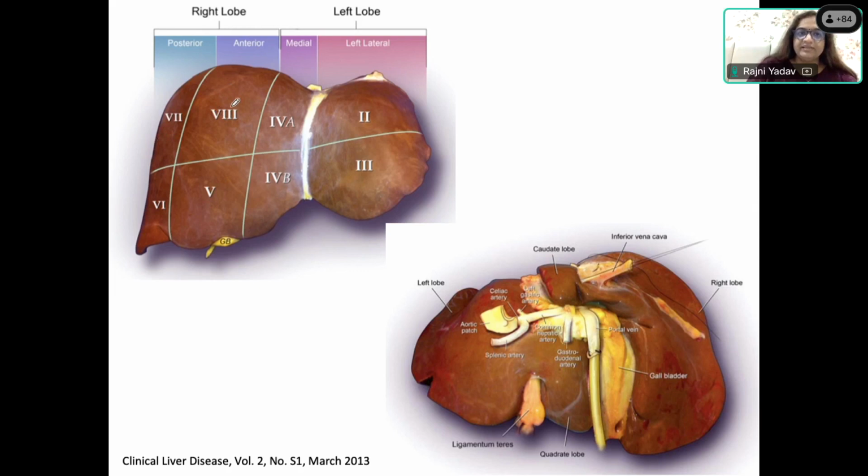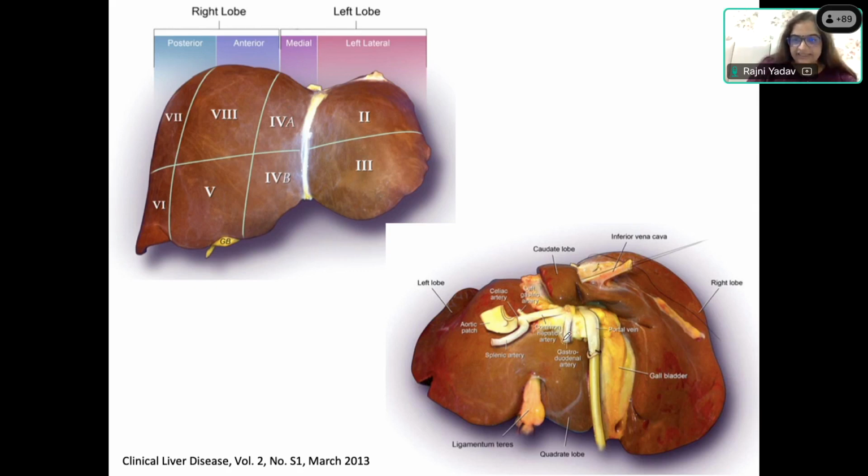When 2 segments each are taken out, or if you take these 4 segments out, that will be called a right lobectomy. Similarly, if you take out 2, 3 and 4, that becomes a left lobectomy. Similarly, it can be a right extended lobectomy when, other than the right lobe, you take out segment 4 also. Similarly, left extended when you take out 2, 3, 4 and 5 and 8. On the anterior aspect, you can't see segment 1. Segment 1 is seen on the posterior aspect, which is known as the caudate lobe.